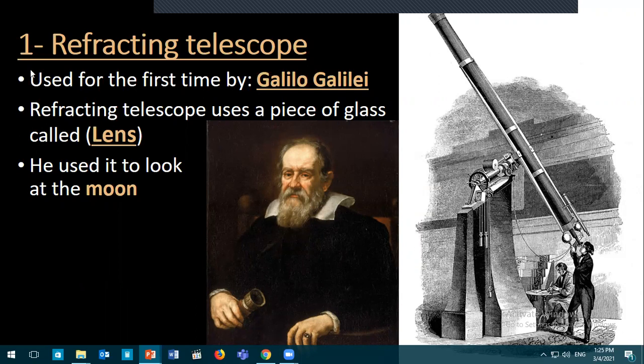So why do we call it refracting? Because they use a lens inside of it. A lens that makes the moon look larger, so you can feel it's closer to you and see most of its details. And this is how it looked. Can you see how big it was? Yes, and this is, of course, Galileo Galilei, as we said.